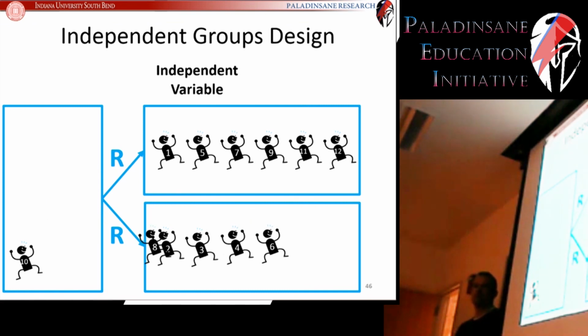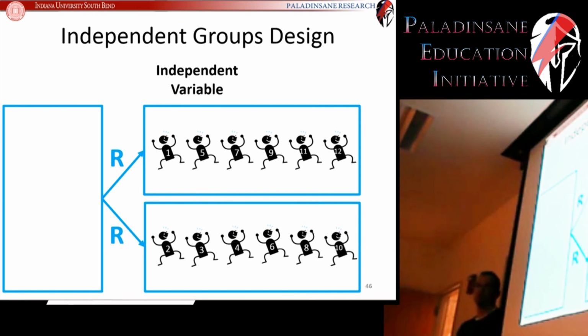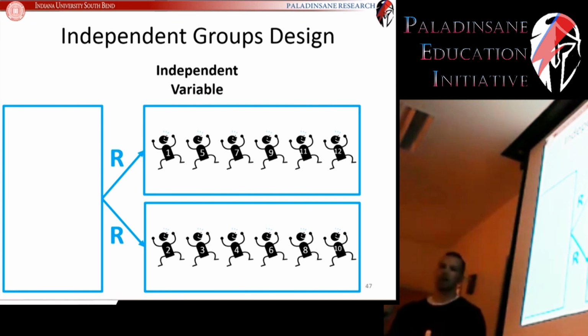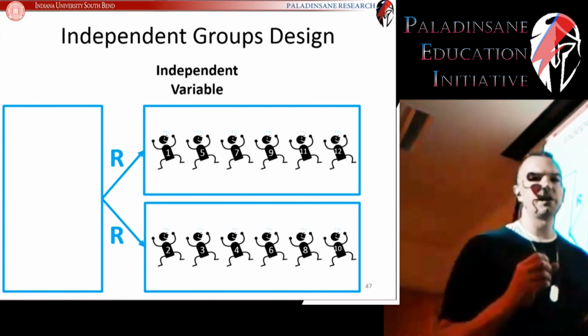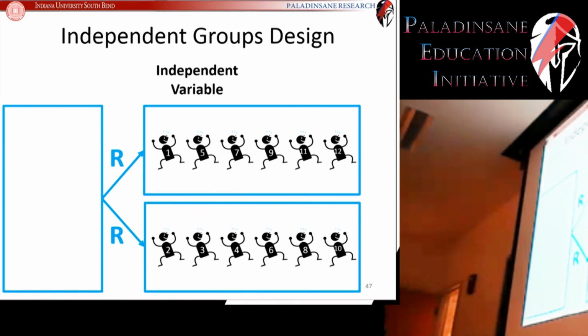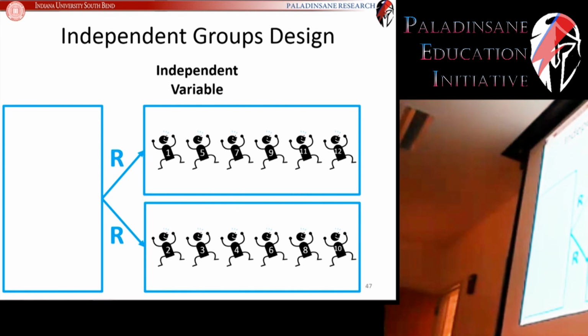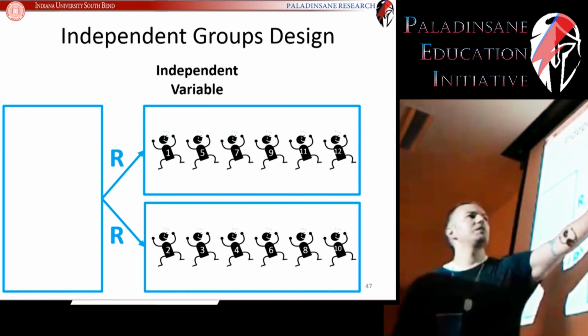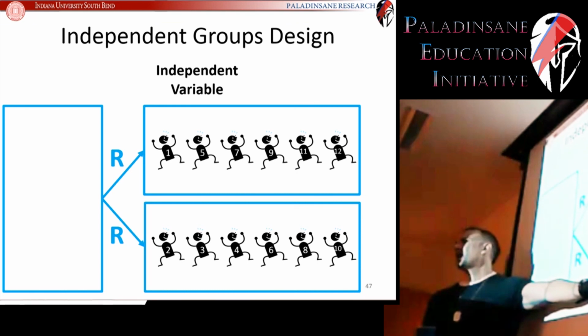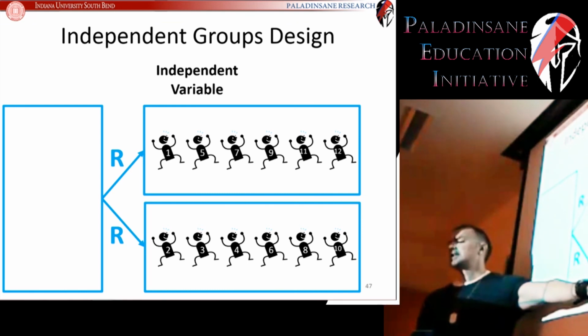But this is known as the independent groups design as well, because those two groups are independent of each other. So the behavior of this subject here has no influence on the behavior of this subject here. Anything that this group does over here has no influence on anything that this group does down here.